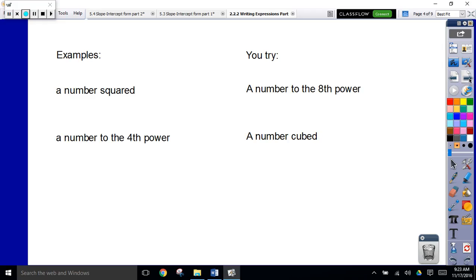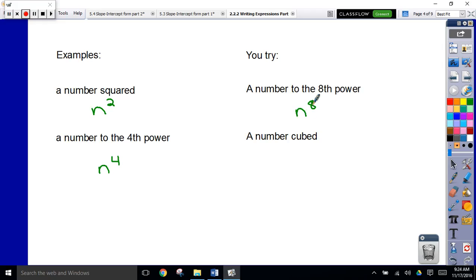Okay, so if we have a written expression like a number squared, you're going to turn this into an algebraic expression by just saying n to the second power. If we have a number to the 4th power, we write n, or some other variable, with a little number 4 on top. Halen, how would I write a number to the 8th power? N, a little 8, good.